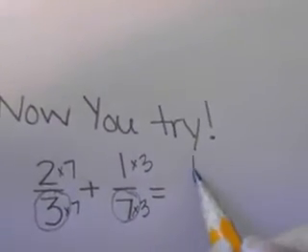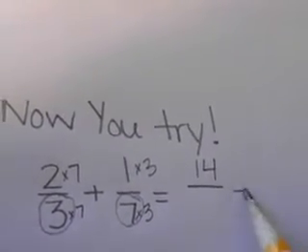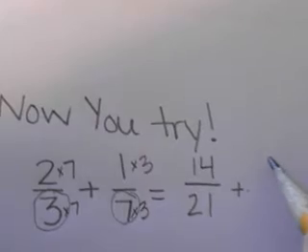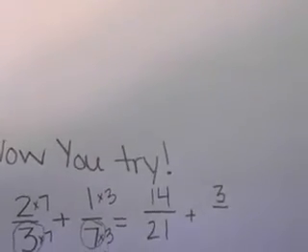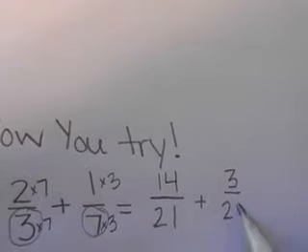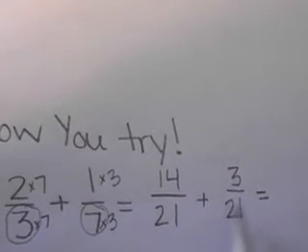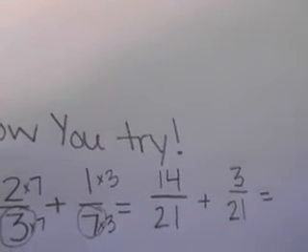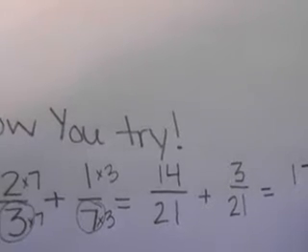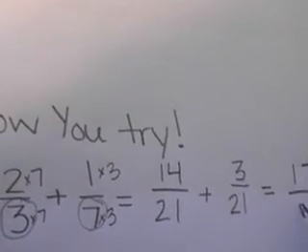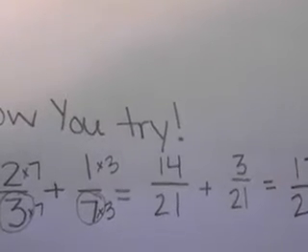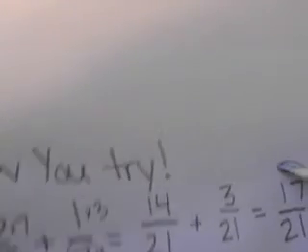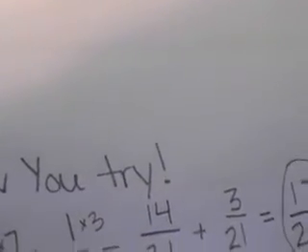Alright, 2 times 7 is 14. 3 times 7 is 21. 3 times 1 is 3. And again, 7 times 3 is 21. Then our second step is to add the numerators. So 14 plus 3 is 17. We never ever add our denominators, so we have 17 over 21. We check our answer. Can't simplify. So our final answer is 17 over 21.